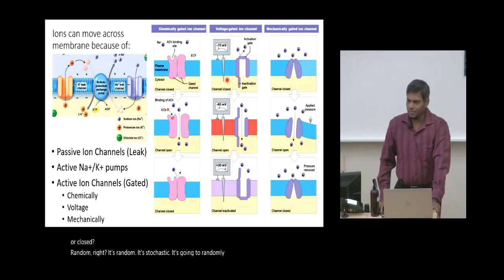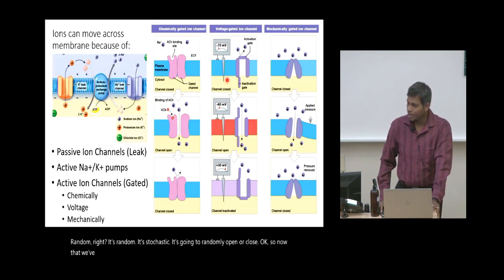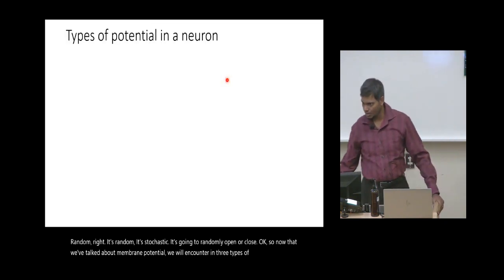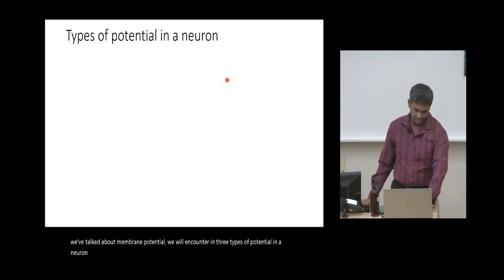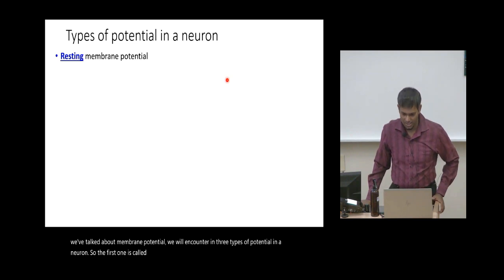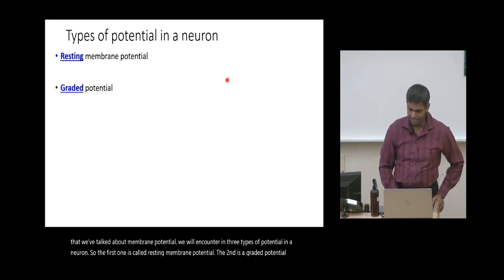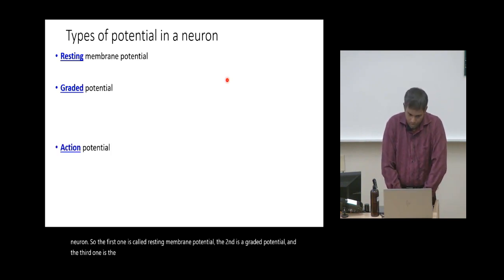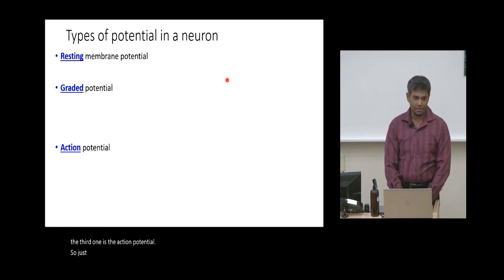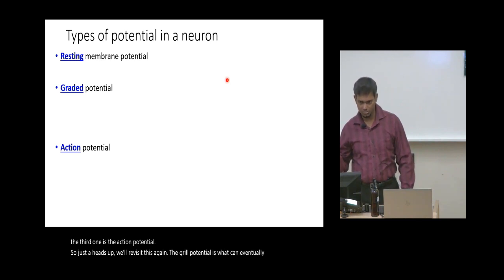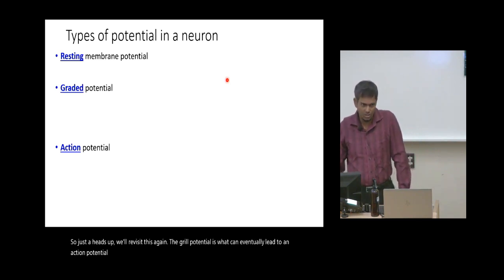Okay, so now that we've talked about membrane potential, we will encounter three types of potential in a neuron. The first one is called resting membrane potential. The second is a graded potential. And the third one is the action potential. Just a heads up, we'll revisit this again. The graded potential is what can eventually lead to an action potential. I repeat, a graded potential is what can eventually lead to an action potential.